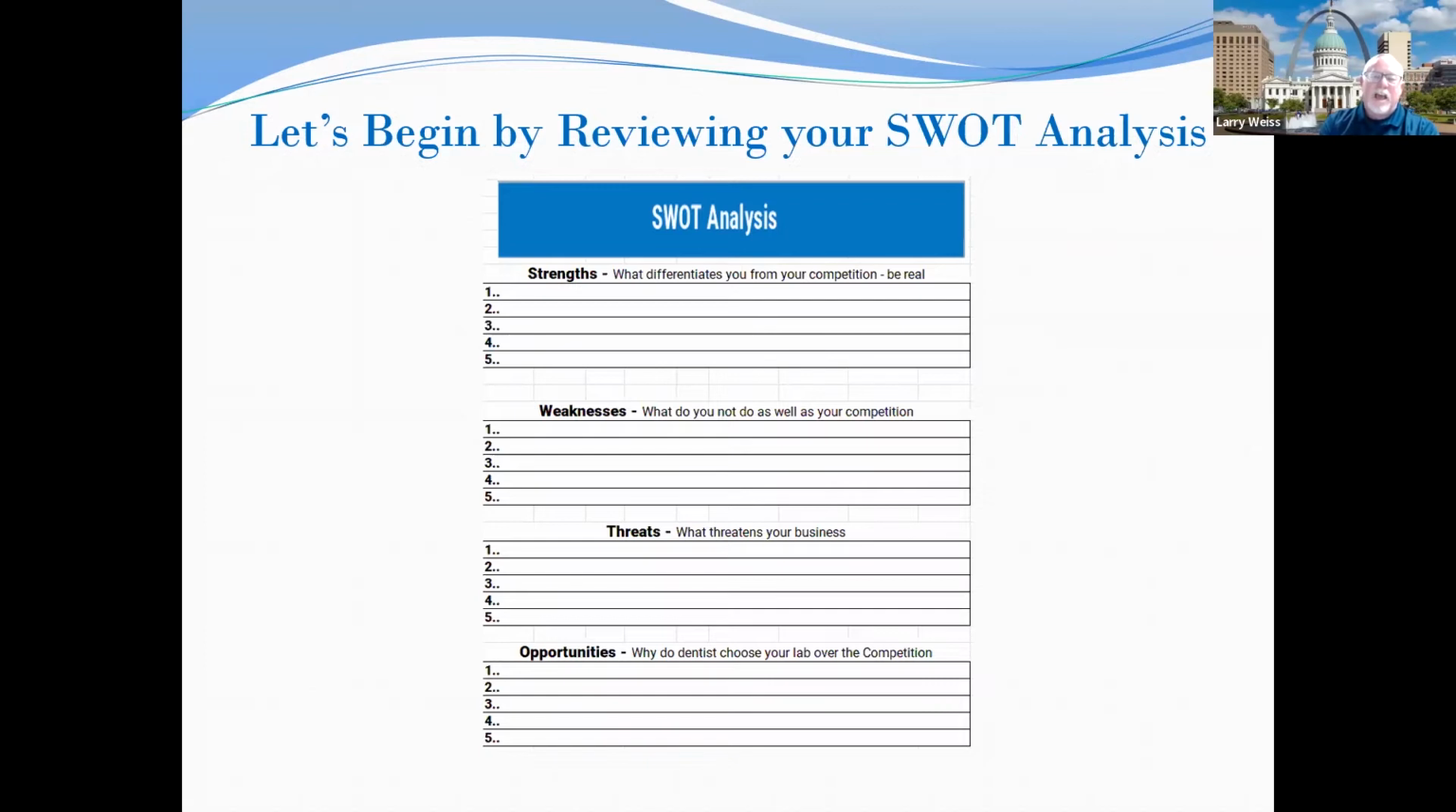Well, that's good. And I think that's part of the value of what we want to accomplish today. This is the point where I'd ask each of you to take out a blank piece of paper and let's make some notes here. And Dell, feel free to jump in anytime too. SWOT stands for strengths, weaknesses, threats, and opportunities.